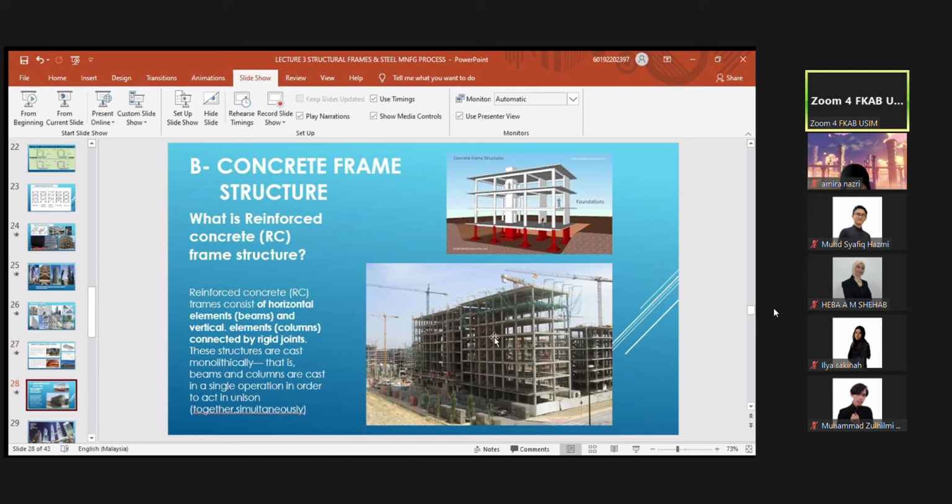Some floors are too big, so they break it into compartments, and the other compartment they do in stages. The best is to cast at the same time, so that there is no cold joint. Cold joint means that you cast at different times, and it can create cracks.